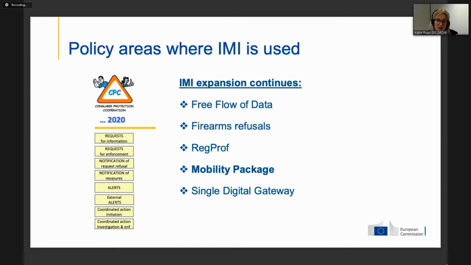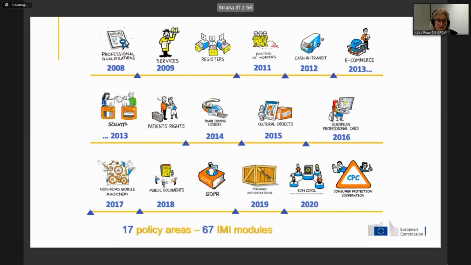The next areas to be introduced in IMI are the free flow of data, firearms refusals, the regulated professionals database, of course, the mobility package, and also the single digital gateway. Next slide, please. So here you can see all the 17 policy areas with 67 different modules. And very soon the mobility package will also be included in this list. Next slide, please.